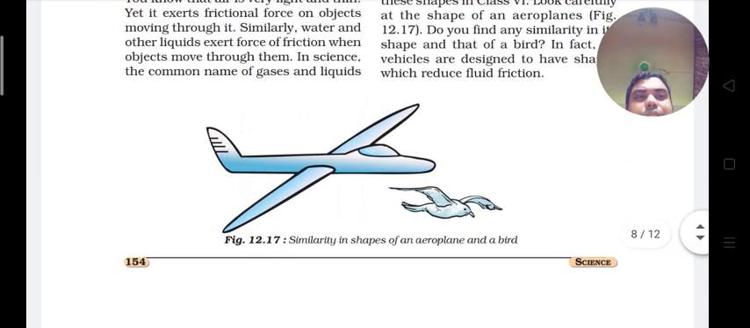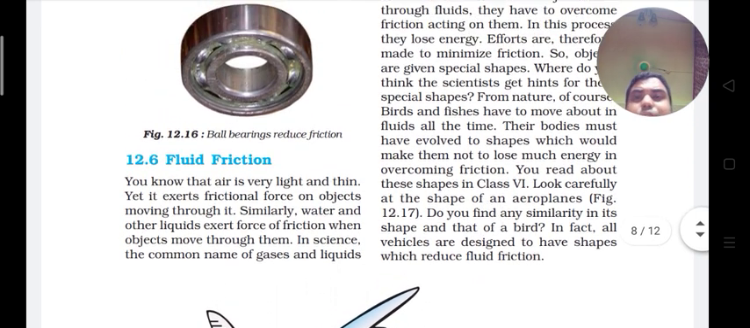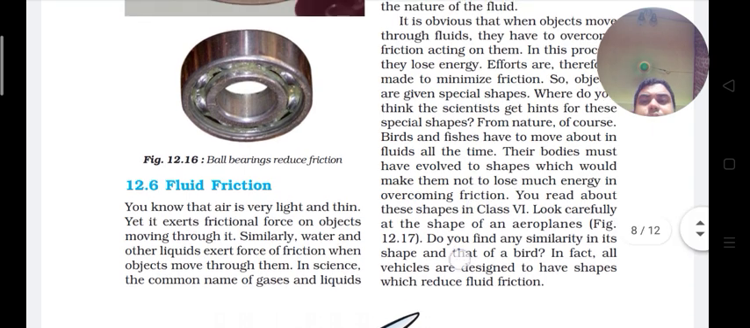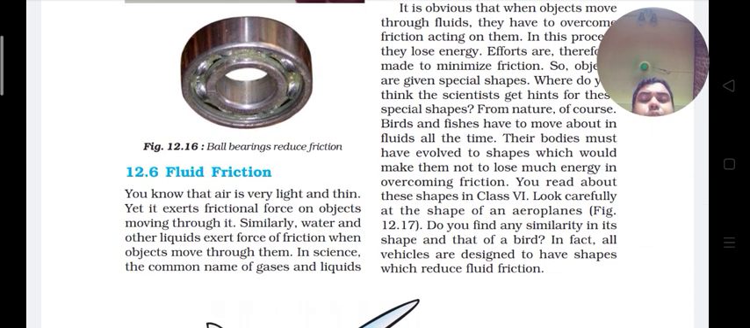Now, disadvantages of fluid friction. The main disadvantages of fluid friction are: number one, it reduces the speed of the objects moving through the fluids. Second, when the objects move through the fluids, they lose some of their energy in overcoming the fluid friction.